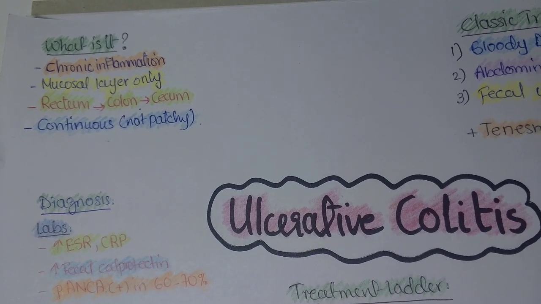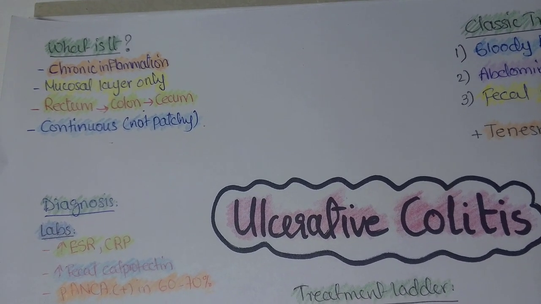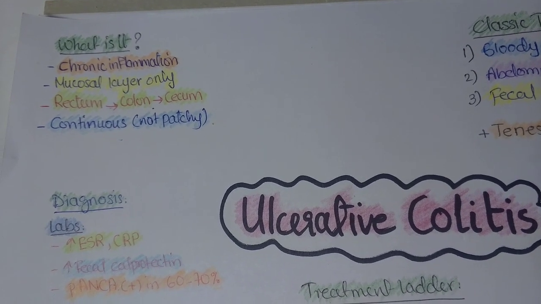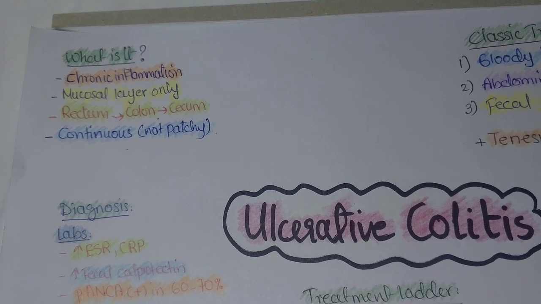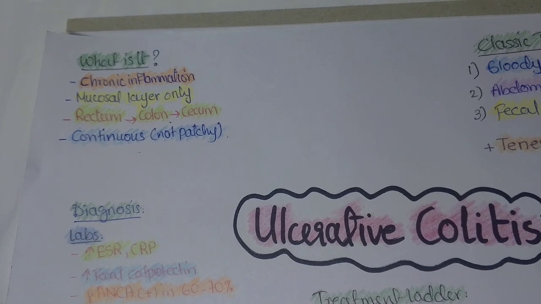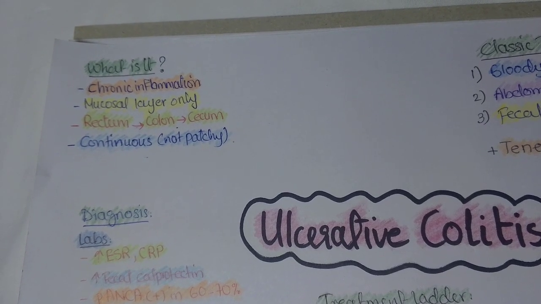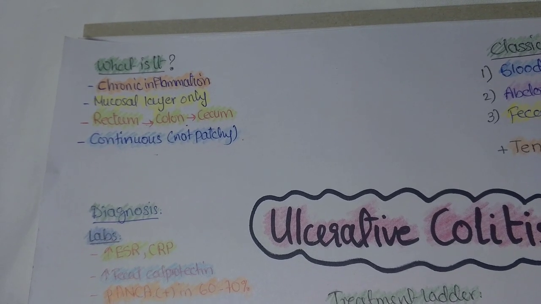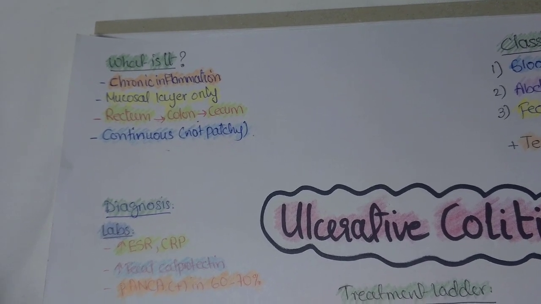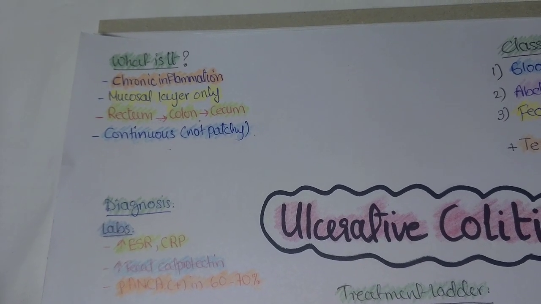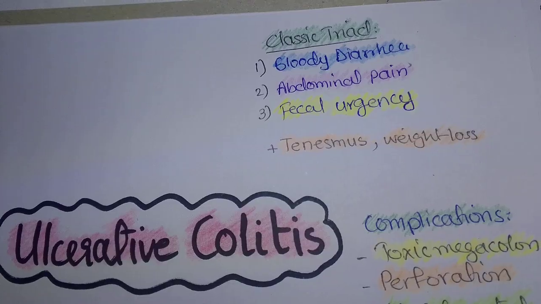So what is it? Ulcerative colitis is an inflammatory bowel disease that causes chronic inflammation of the colon. The key features are that it always starts in the rectum and extends continuously upward toward the colon, so no skip lesions. That's what separates it from Crohn's disease. The inflammation is superficial and affects only the mucosal layer.